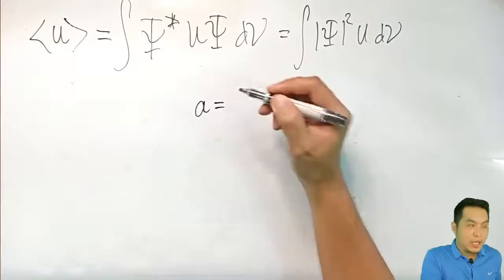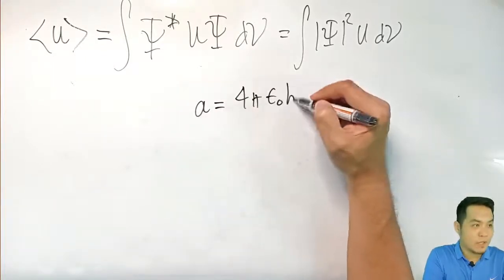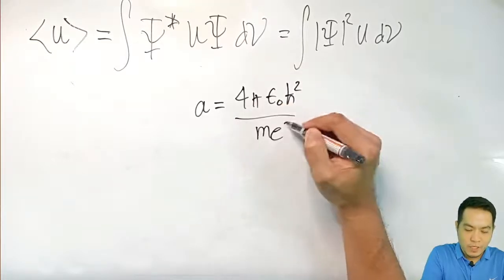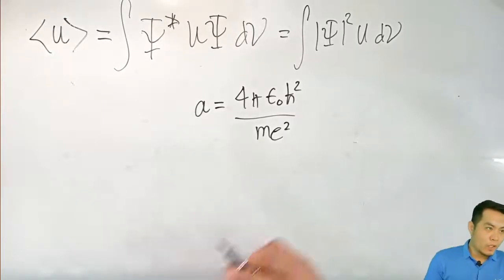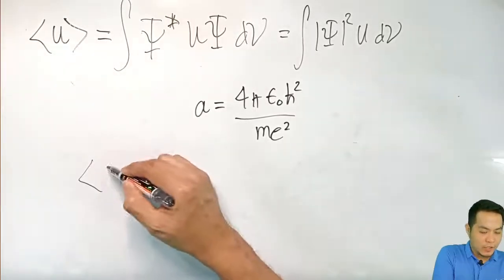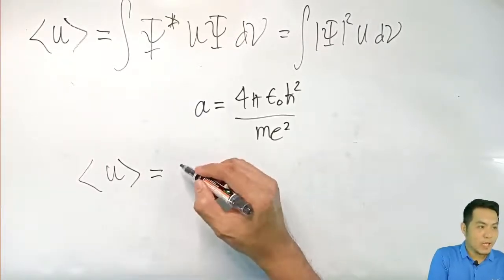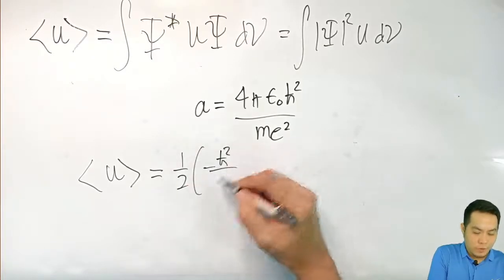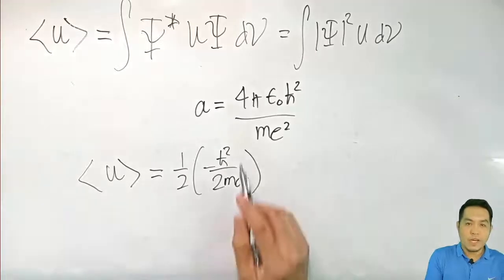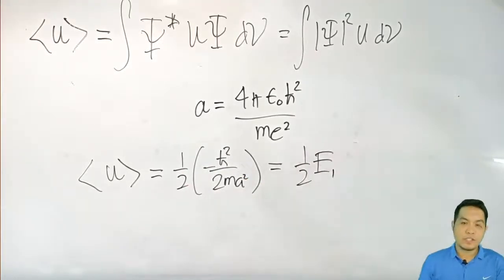And you make a substitution that the Bohr radius a is equal to 4 pi epsilon naught h bar squared over m e squared. So you use the Bohr radius identity, and in doing so, you will get the expectation value of U, or the average potential energy, as 1/2 times negative h bar squared over 2 m a squared, where again this term here is our E1. So 1/2 the ground state energy.